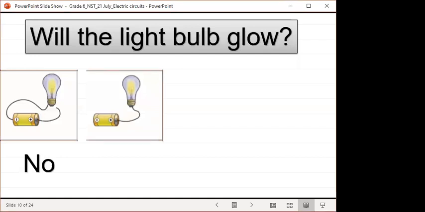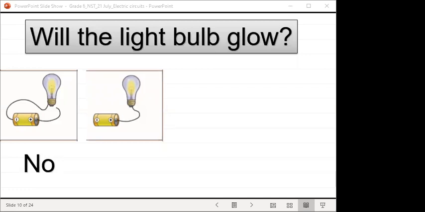Next picture, will this light bulb glow? You guys can raise your hand and give us a reason. Okay, see there. No, ma'am, because there's not another wire connected to the globe. All right, so it will not glow because we do not have another wire connected to the globe. Thank you very much, Sive.